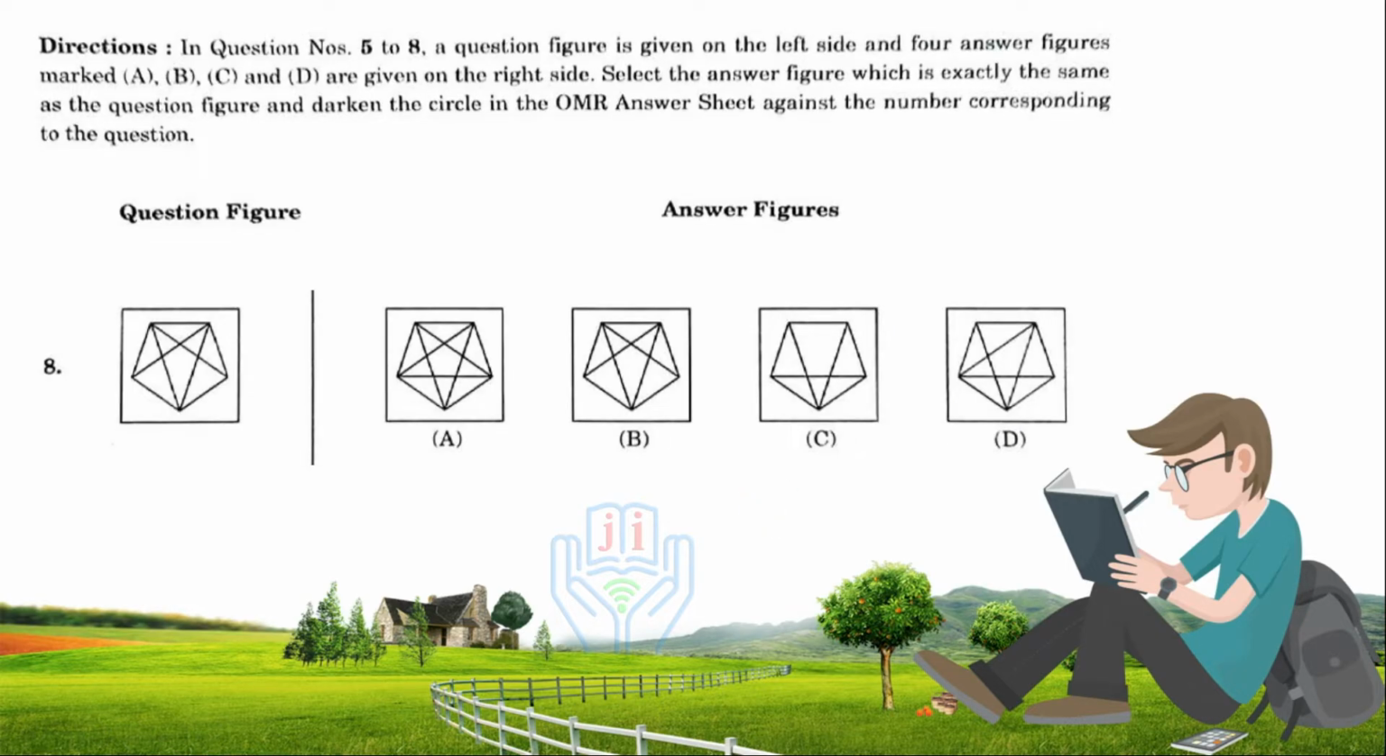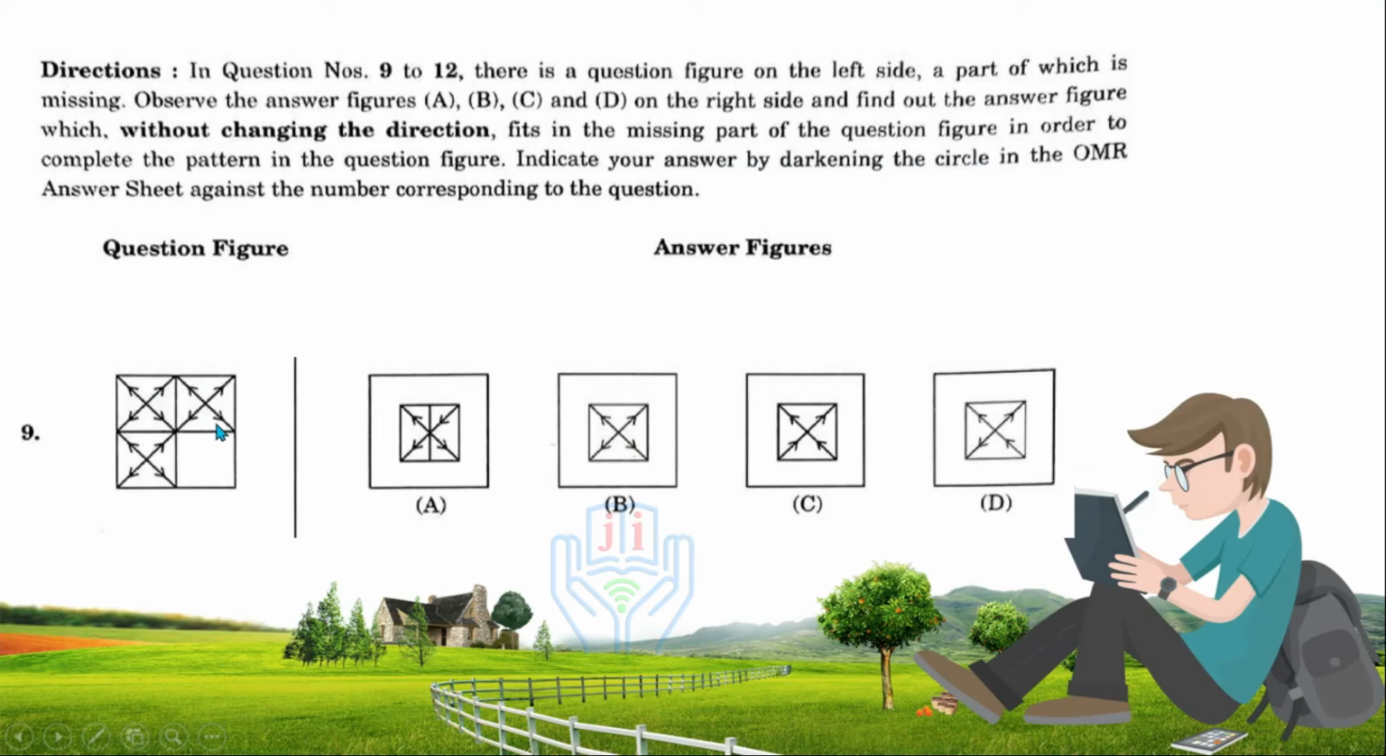If you know the answers, please put them in the comments. Same figure, B. Because all the remaining ones have a horizontal line, but B is the same figure. Part 3. So arrows are going outside and arrows are going outside. This will be there. So the answer is B.